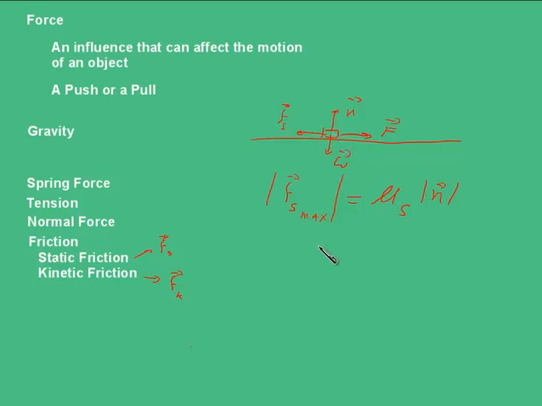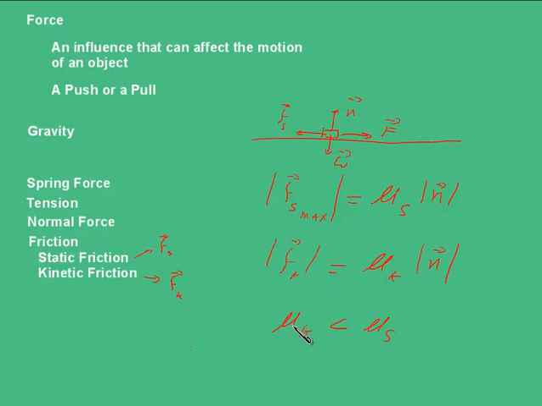Now it comes to kinetic friction. Well, we don't talk about a maximum value now. We just say the magnitude of the kinetic friction is simply going to be equal to some coefficient of kinetic friction times the normal reaction. Now we're going to find that mu k is less than mu s.